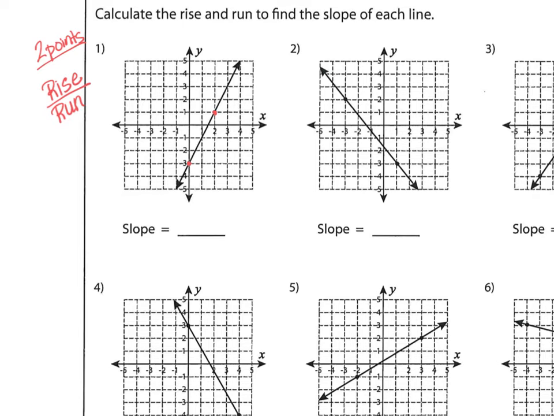It means to go up. And run, if you were running, you would run left to right. And so we'll talk about that. To do our slope, like I said, we need 2 points.